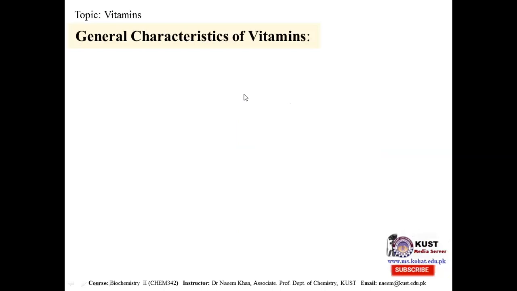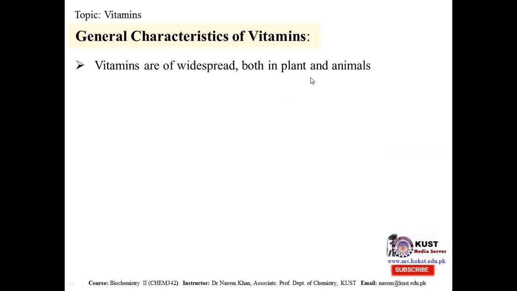General characteristics of vitamins. Vitamins are widespread both in plants and animals. Vitamins are not limited to plants or not limited to animals. They are present in both animals and plants. All common foodstuffs contain more than one vitamin. Any food, if we analyze, we see that they are containing more than one vitamin.